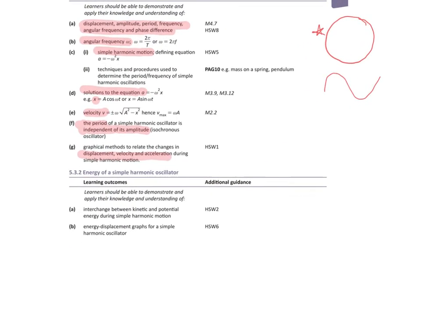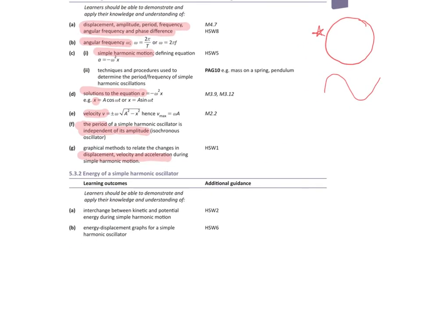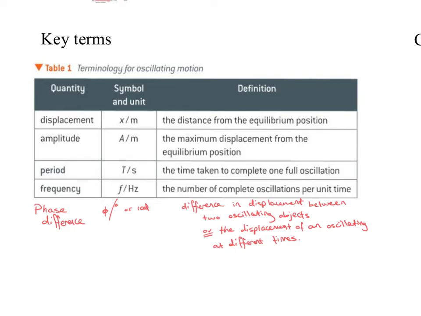We will also have a look at the energy of simple harmonic motion, so how there's an interchange between kinetic and potential energy if we assume there is no air resistance, hence no thermal energy losses, and the energy displacement graphs. So let's start firstly with the key terminology.